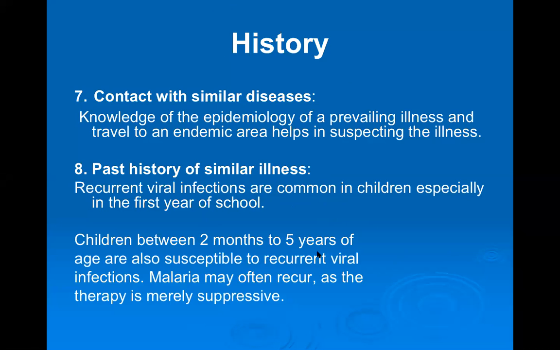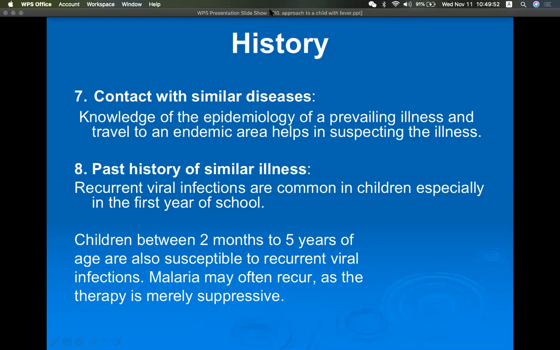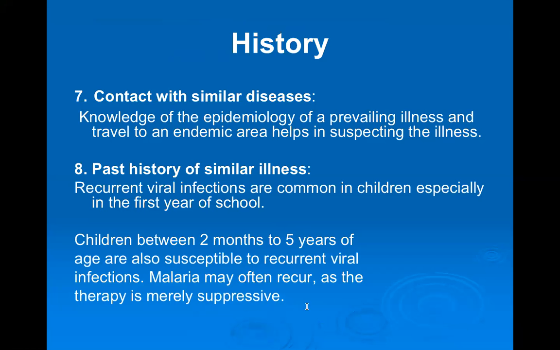Now see this, malaria may often recur as the therapy is merely suppressive. Now let me ask you, what are the causative agents of malaria? Plasmodium falciparum. Plasmodium malariae, Plasmodium vivax. Good. Okay, there are five species of Plasmodium.